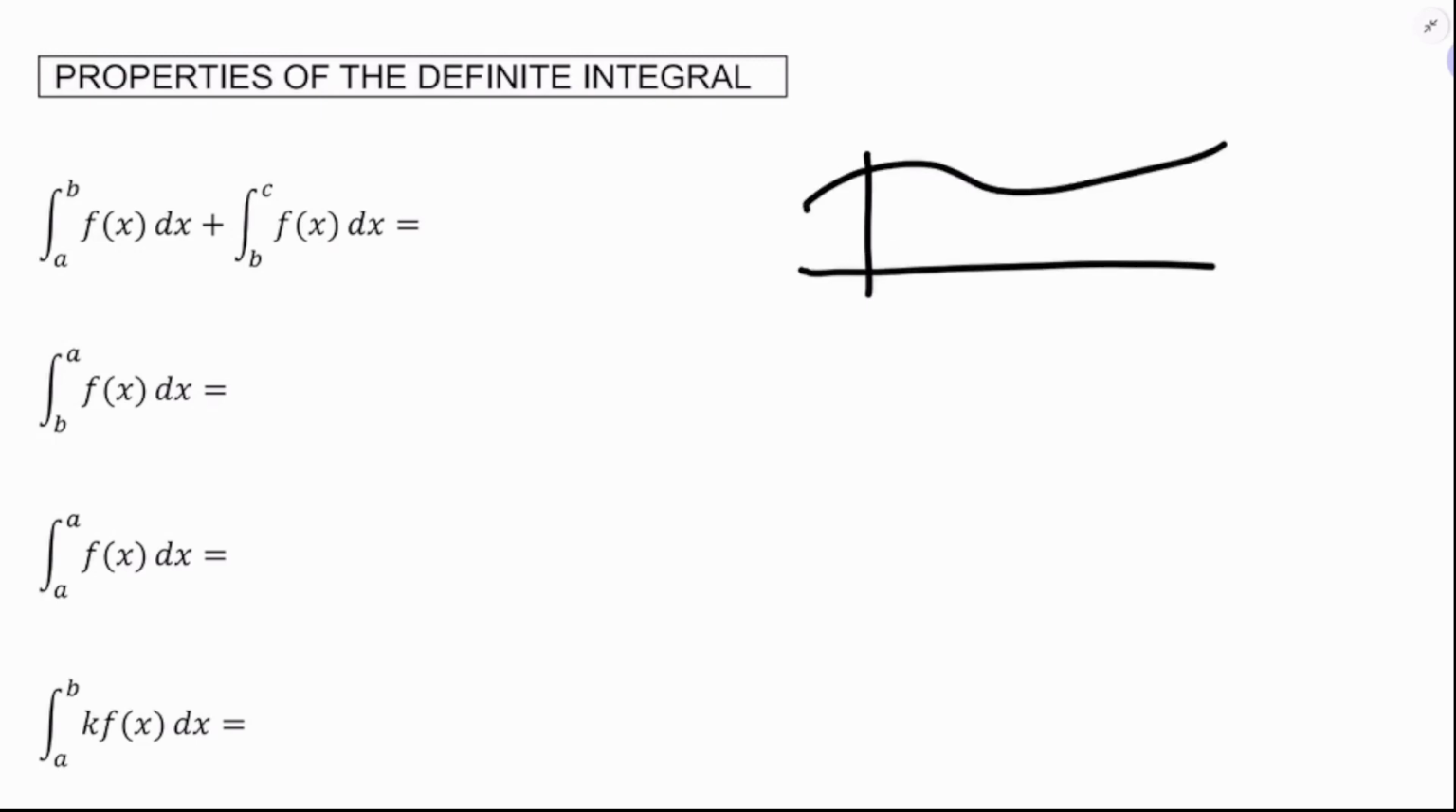Suppose we've got f of x right there. Okay, so the integral from a to b of f of x dx, right here, that would be that area, plus the integral from b to c, which would be this amount of area right here. We can say that's going to be equal to the integral from a to c of f of x dx. And that's really just the area addition postulate from geometry.